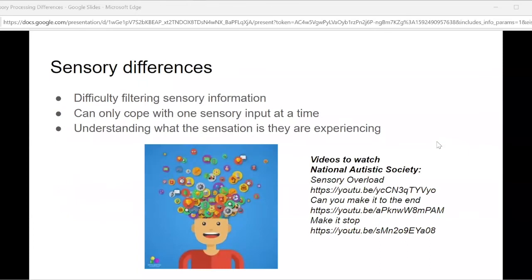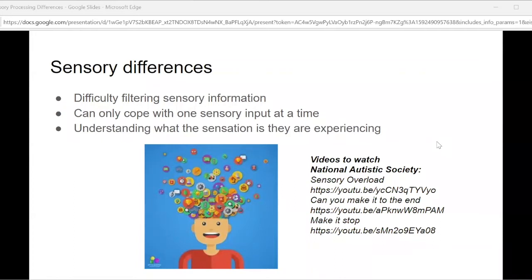The sensory differences again that we might see: they may have difficulty filtering sensory information. They can't filter all the information that's coming to them at the same time. They can't filter them out and it becomes too much. We can generally have all sorts of things going on, and we can just filter out what we don't need to hear or see. But for our children, this can be quite tricky sometimes.